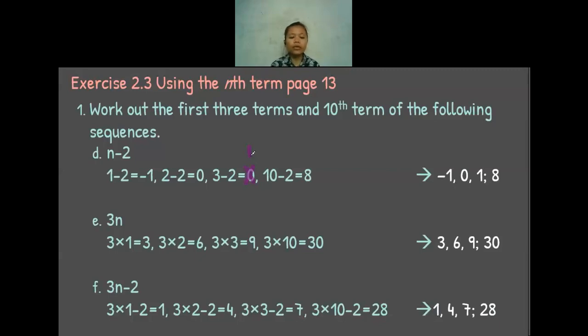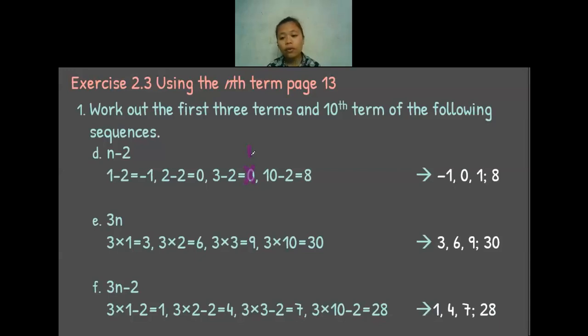For question F, 3n minus 2. 3n minus 2 means 3 times n minus 2. So it will be 3 times 1 minus 2, 3 times 2 minus 2, 3 times 3 minus 2, 3 times 10 minus 2. Multiplication has to be done first before the subtraction. So we do 3 times 1, which is equal to 3. 3 minus 2 will be equal to 1, and so on. So for question 1F, we have 1, 4, 7, and 28.